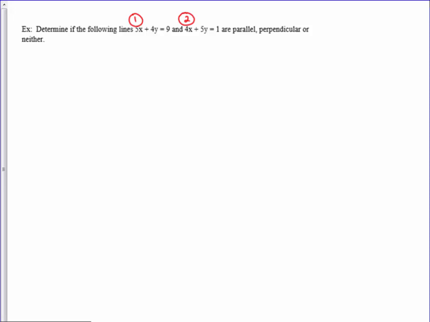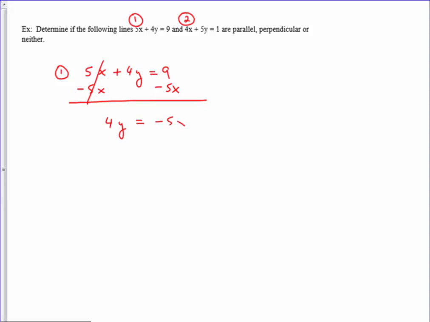I will label my lines number 1 and number 2. Copy down the first line, 5x plus 4y equals 9. To determine its slope, I need to solve for y. So in this case, subtract over 5x. The 5x's will cancel. You're left with 4y equals, and then on the right hand side, be sure to write your x term first and your constant term second.